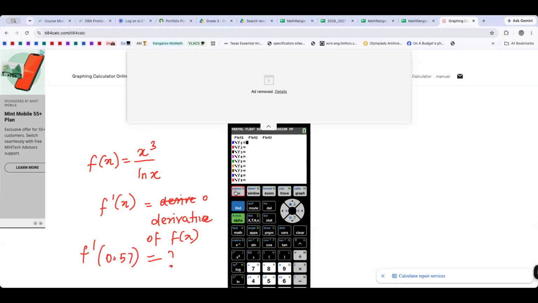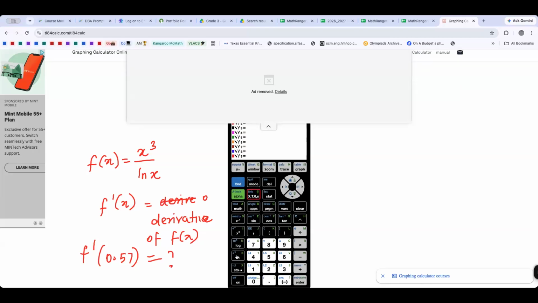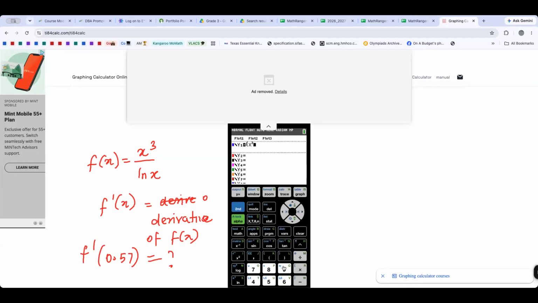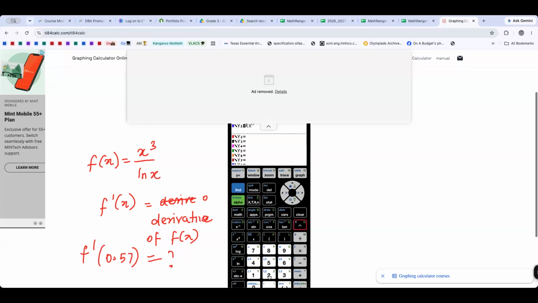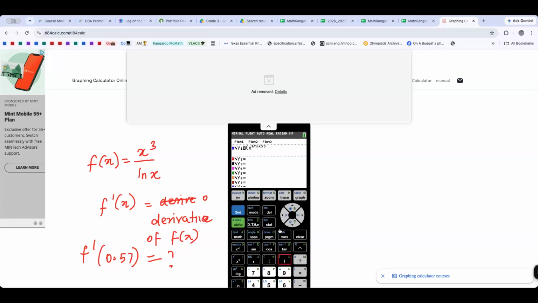Okay. First let me type the function, bracket x power 3. Power is where? Come down. Divide by ln x, right? Divide. This is so bad. Okay, x cubed divided by ln x, bracket close. Sorry guys.